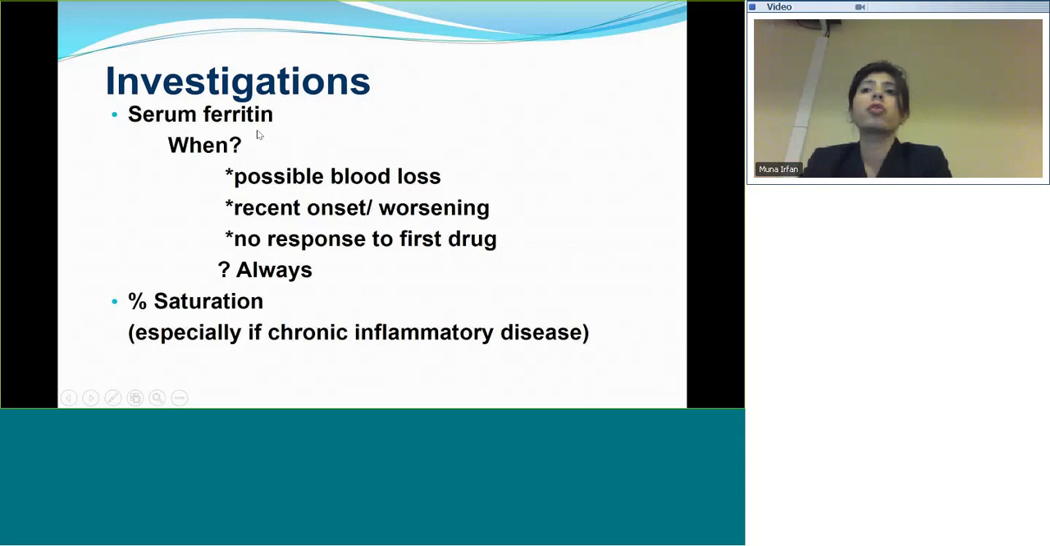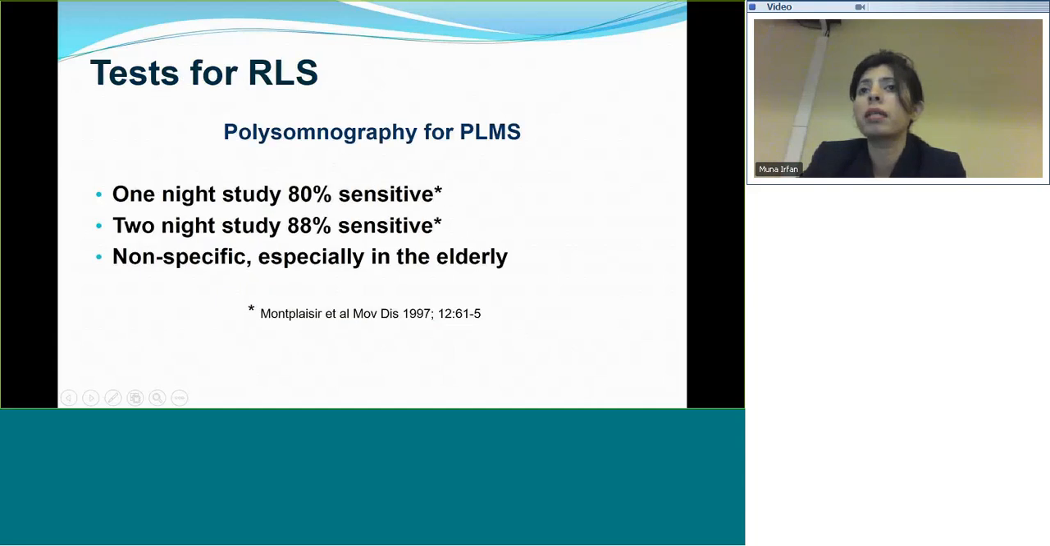And you might think that iron stores are at good levels. So in that situation, iron percentage saturation is a helpful marker, and we should absolutely get that. Let's skip over this because, of course, a sleep study can be done to look for periodic limb movements. But remember that even if you don't find periodic limb movement, the patient could still have restless leg.